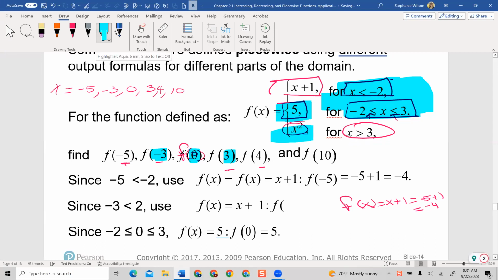So you've got to look at the restrictions. Which one has a good x value? Which one actually stands true for it? This one would be for where x is equal to 4. I could also use this one here for x equals 3.